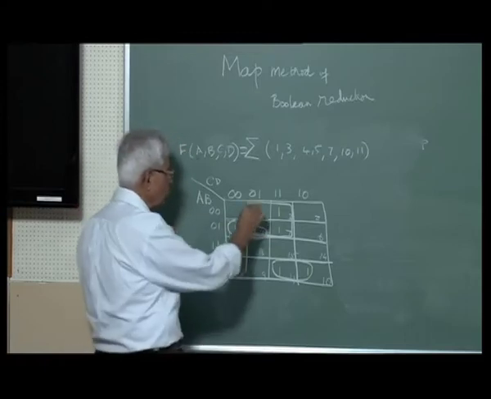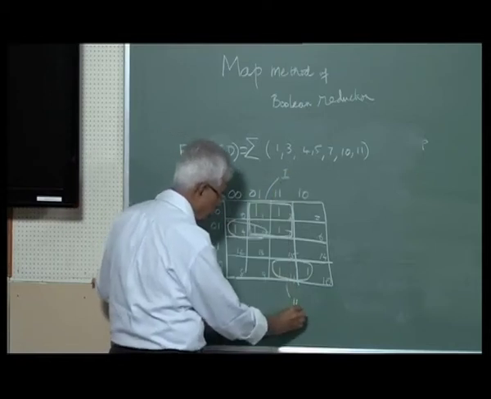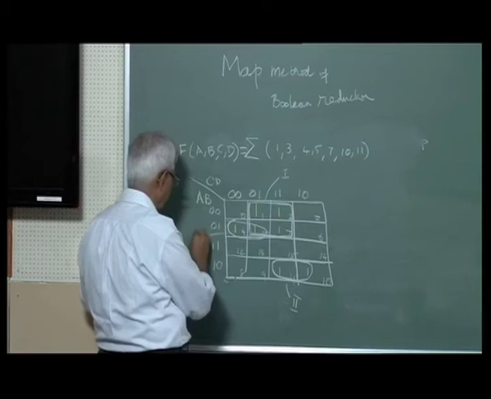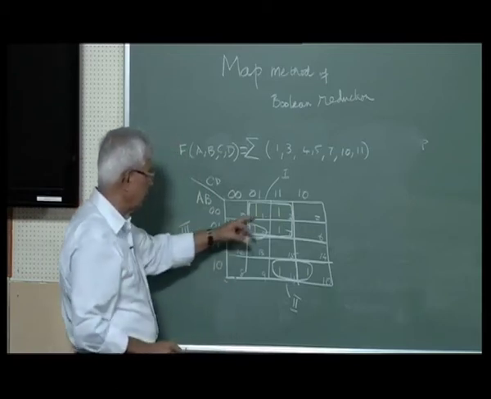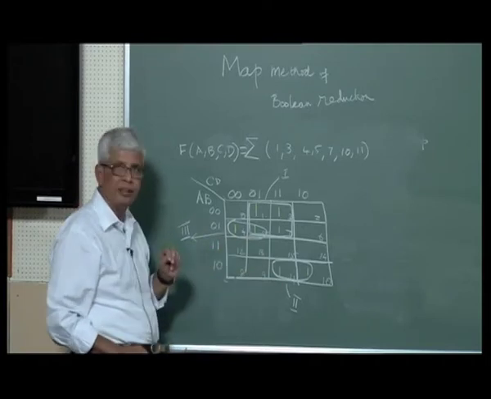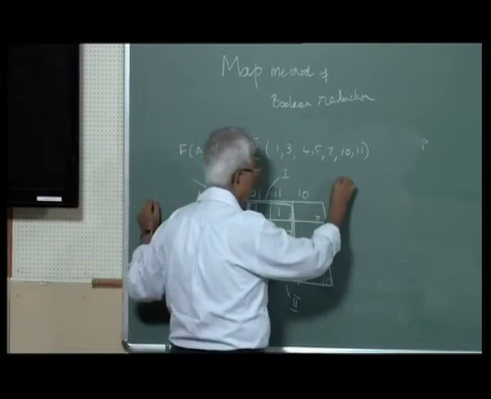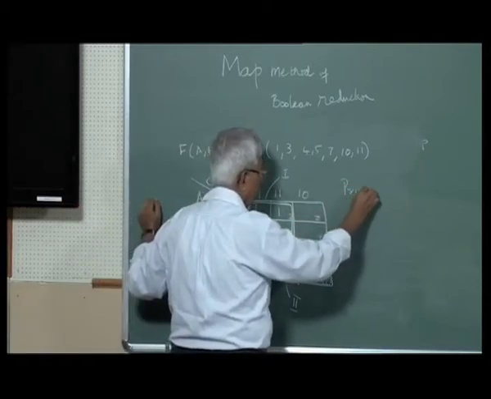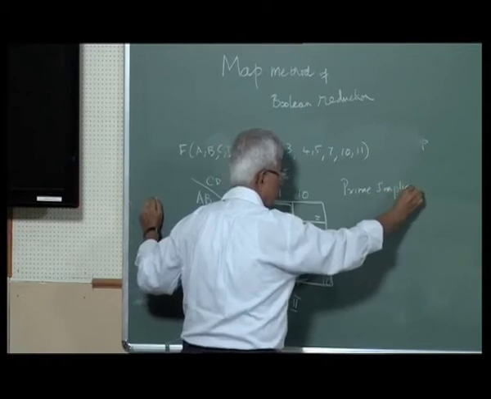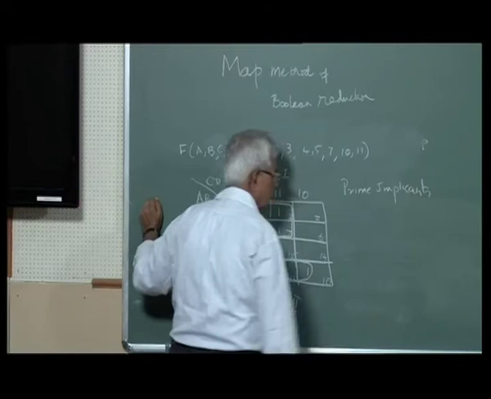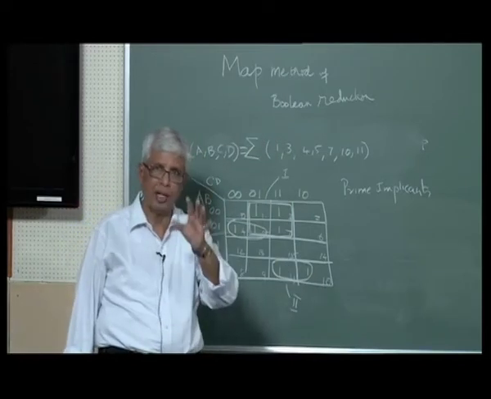So, I want to call this term 1, term 2, term 3. There are 3 terms, term 1, term 2, term 3. They are called prime implicants. Group of ones together called a prime implicant.